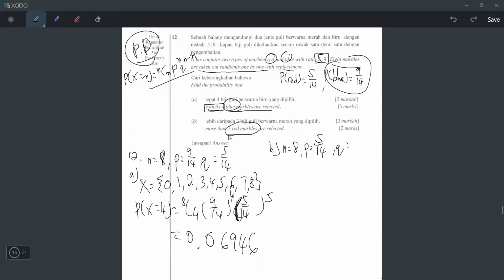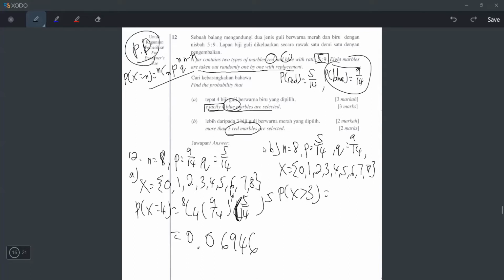Okay, so the last part for this question is red. So the probability of success for red is 5 over 14, and the failure is 9 over 14. This means your X might be 0 successes, which is 0 red, or maybe 1 success, 1 red, or 2 red, 3, 4, 5, 6, 7, 8. And then what you do is P(X bigger than 3).